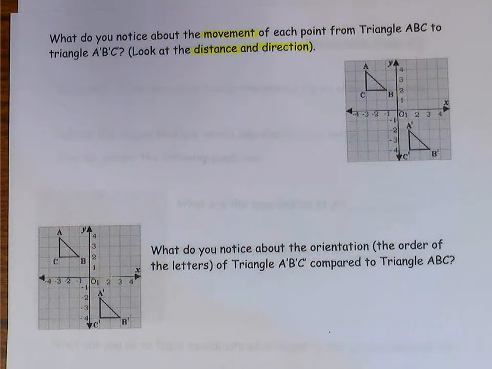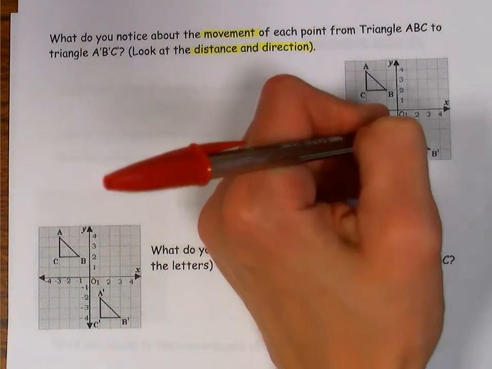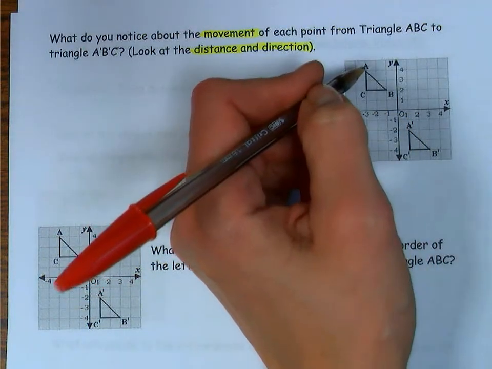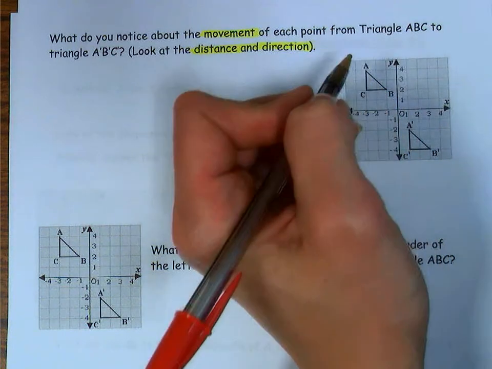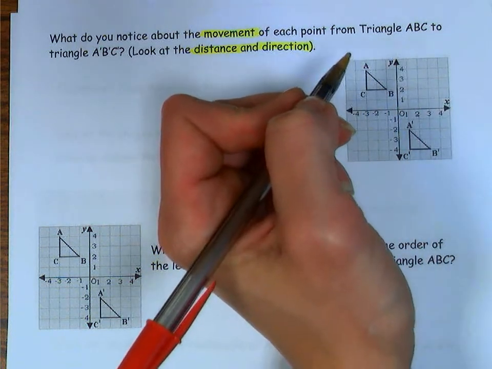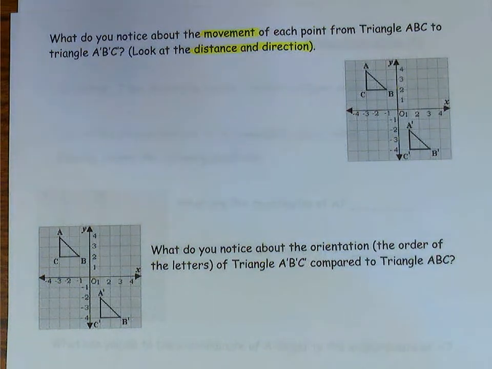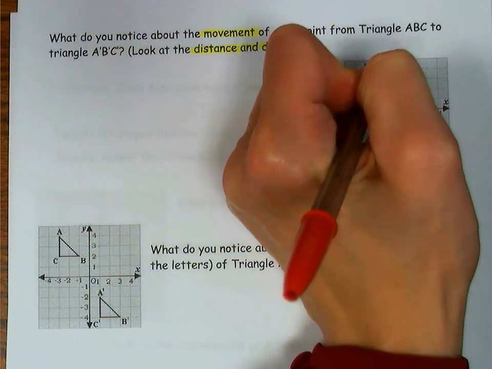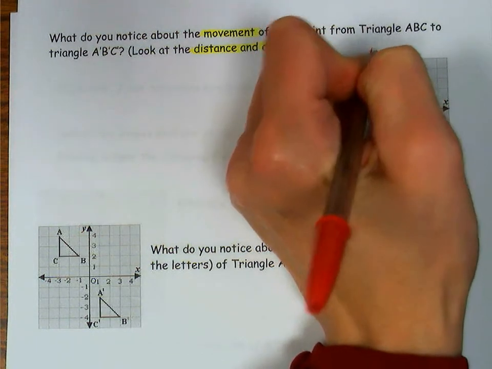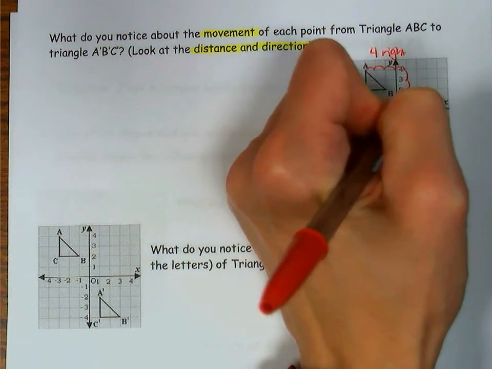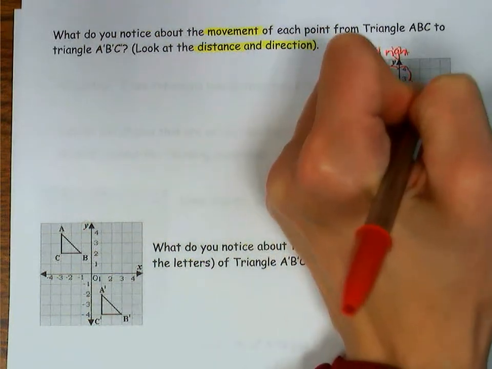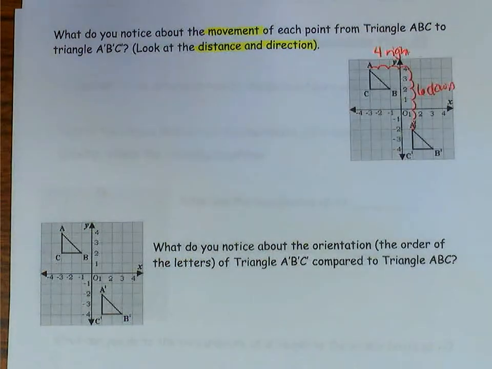So what I want to find out here is I have point A here, and I want to get to point A prime, or vertex A. Let's be mathematically correct here. So how far left or right, and how far up or down do I move? 4 right, and 6 down, I end up at A prime.